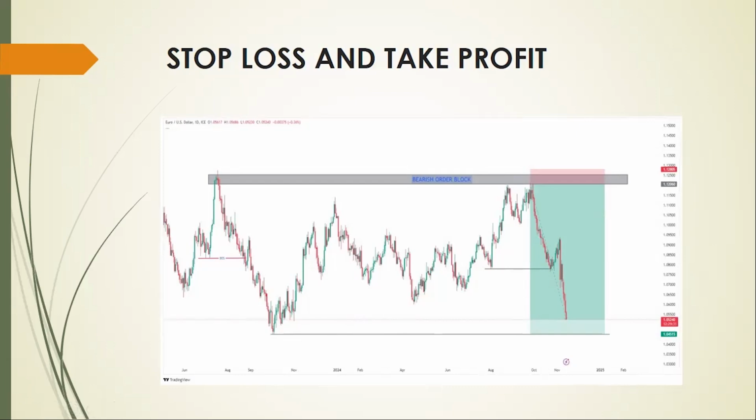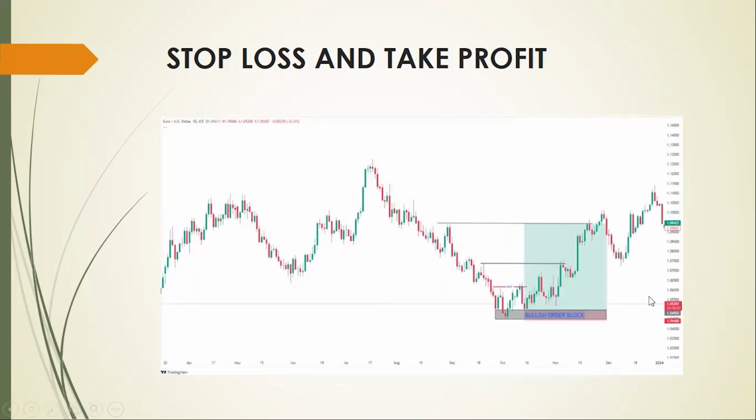But I said, whichever strategy you use, it has to be a well-defined strategy.